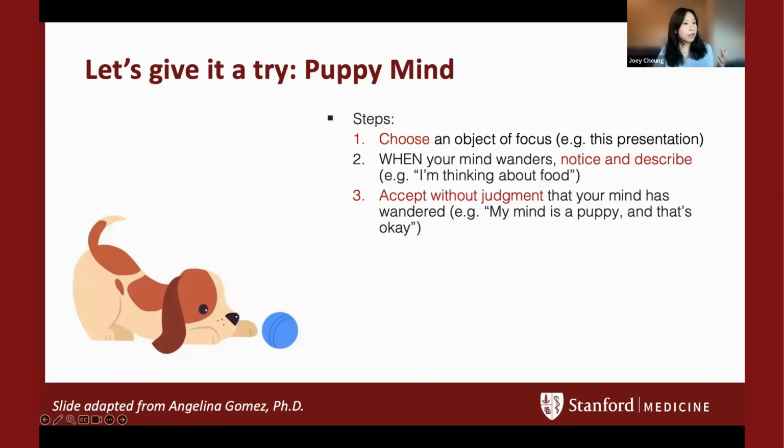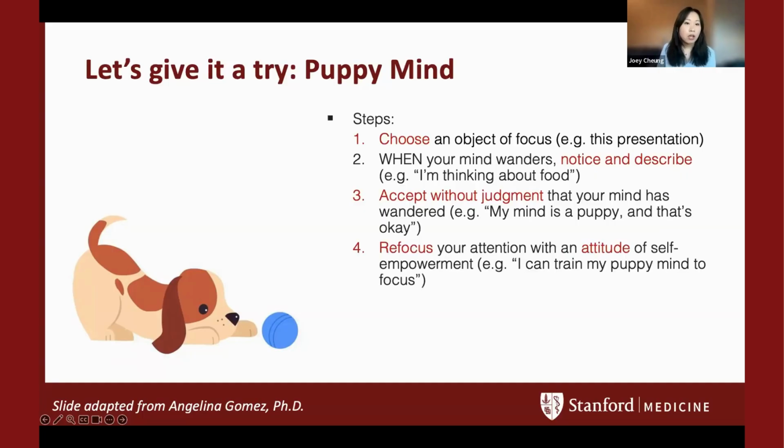Accept without judgment that your mind has wandered. Give yourself a little bit of grace and say, my mind is a puppy, and that's okay. It's just wandering off and doing a thing like a puppy does. Once you acknowledge that, refocus your attention back on the object of focus, with an attitude of some degree of self-compassion and empowerment. I am capable of training my puppy mind to focus on the thing that I need to.